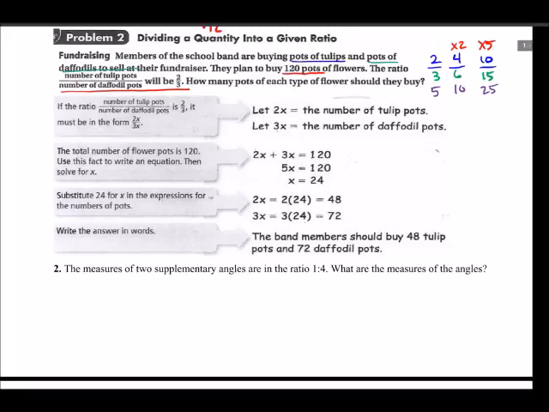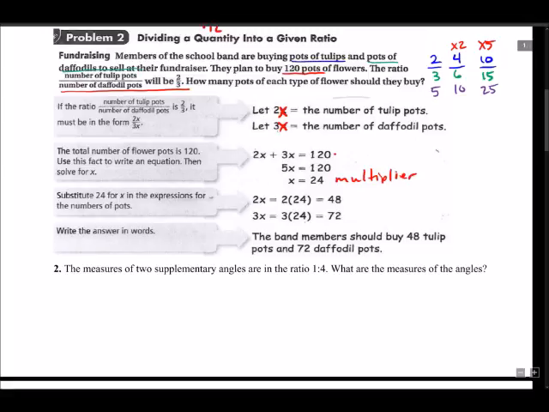What are we multiplying both numbers by? Using an equation here, I know I have a 2 to 3 ratio and a multiplier of x. So I'm buying 2x tulips and 3x daffodils, and if I add them together, I get 120 total. So I just do my algebra, and I end up with x is 24. This is my multiplier. This is what I'm multiplying by.